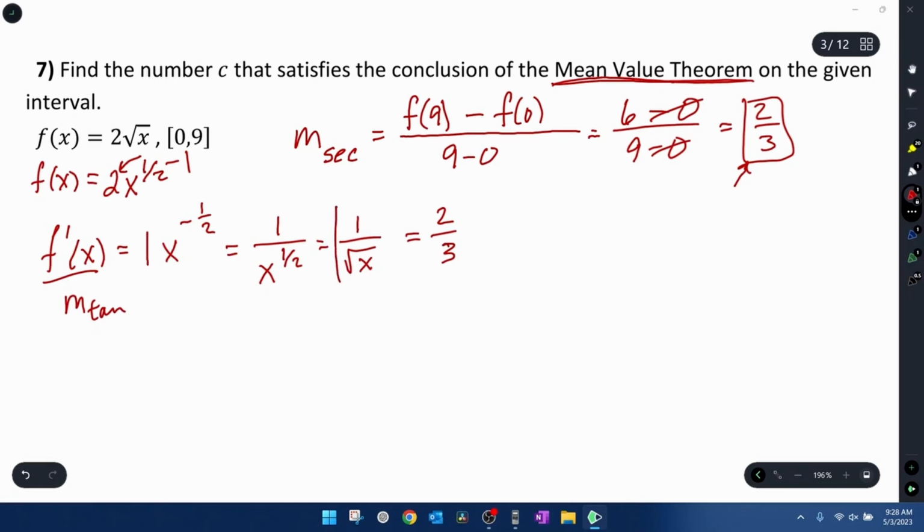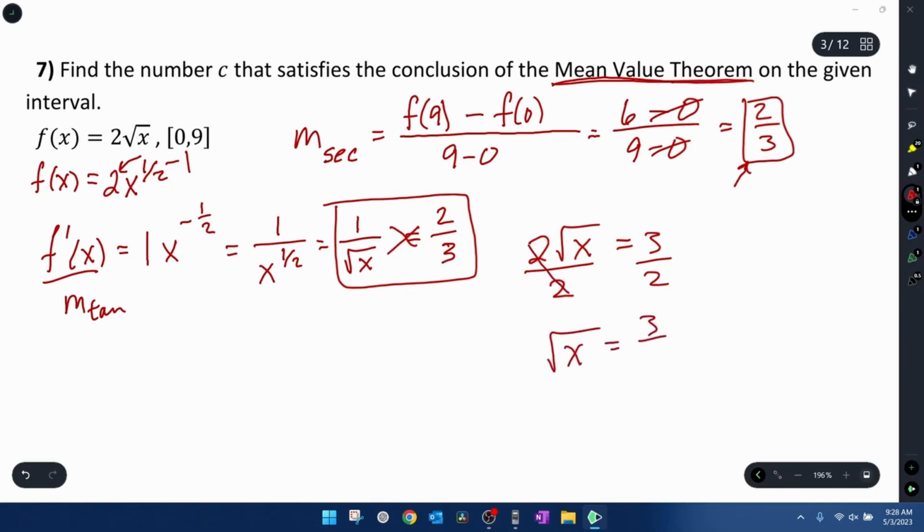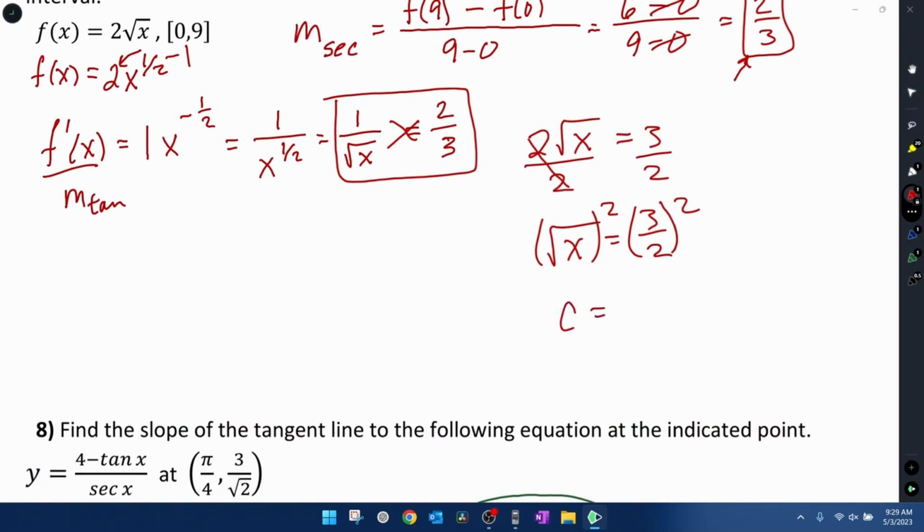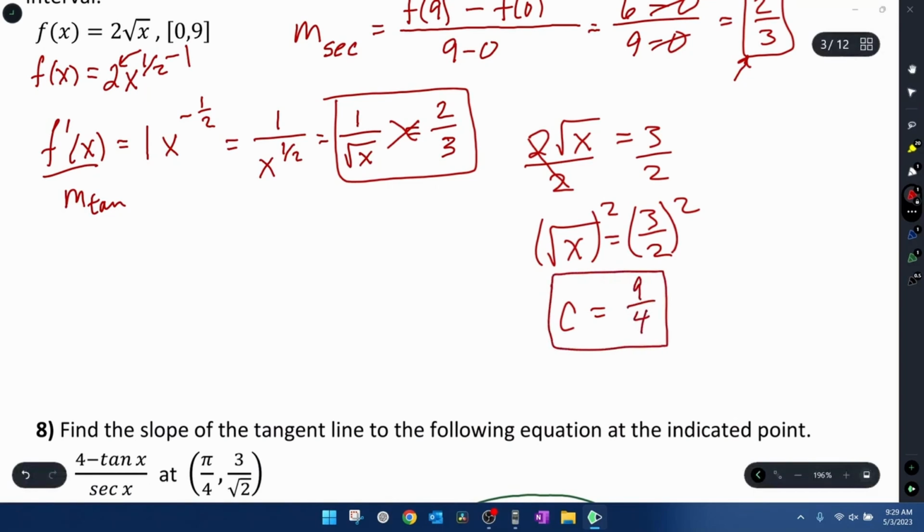Again, we need the 1 over square root of x to equal 2/3. So let's solve for x. Cross multiply. We're going to get 2 square root of x equals 3, and divide by 2. Square root of x is 3 over 2, and simply square both sides. And so here we can see that our value of c, remember that's a value of x within the interval, is going to be 9/4. And it might be nice to check and make sure that the value that you get is actually between 0 and 9.